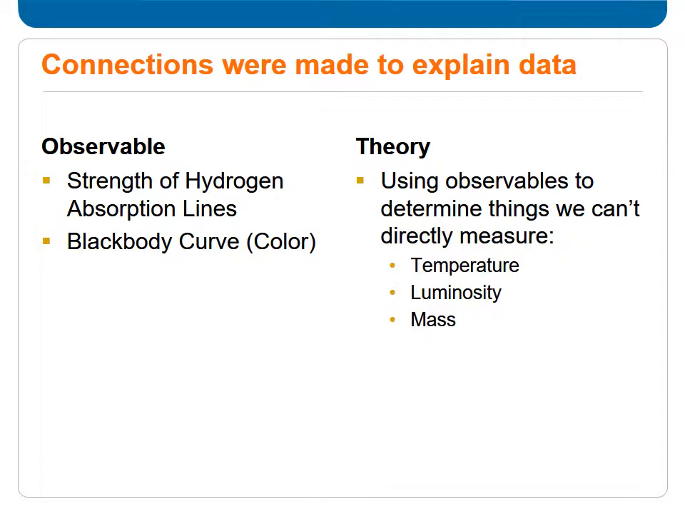In the 1800s, researchers were making connections to explain their data. They could only measure the light from distant stars, and had no way to directly measure luminosity, mass, or temperature. They observed the strength of hydrogen absorption lines and the blackbody curve in laboratory experiments. They developed a theory about stellar evolution that predicts how to determine the values of temperature, luminosity, and mass.